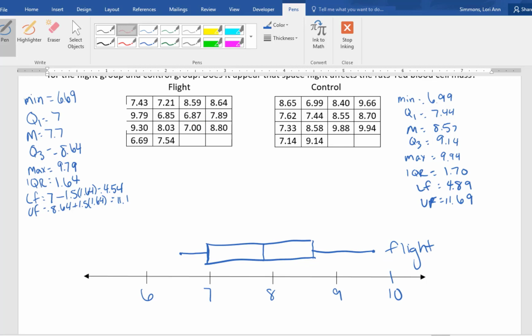And let's do control in red. So control Q1 is 7.44. Median is 8.57, Q3 9.14. And then our min is higher than our lower fence, so that's not an outlier, so you can plot that. And our max is lower than our upper fence, so that's not an outlier, so you can plot that. So we have no outliers.